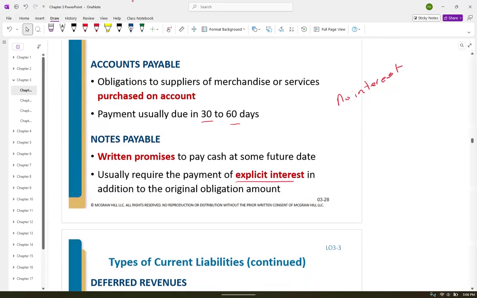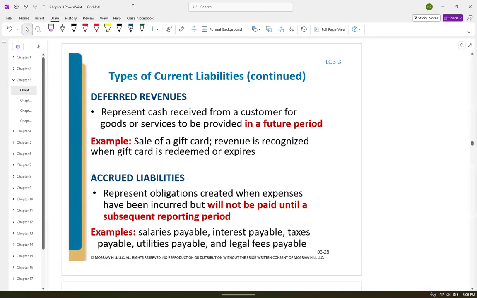Okay. Then we have those deferred revenues. We're going to earn the revenue later in the future, but we got the cash right now. Really good example: sale of gift cards. Used to, people would subscribe to magazines. I don't know if anybody even does that anymore.